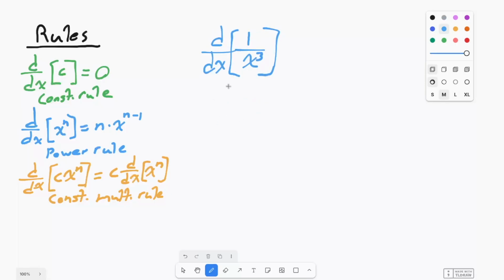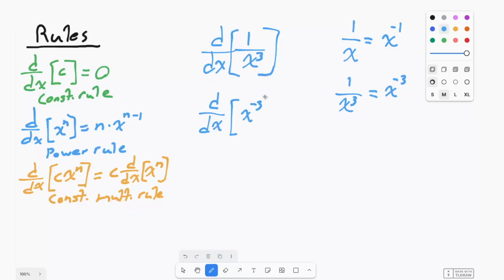How about if we have a function that looks like this? The derivative of 1 over x to the 3. Well, if we just think back to our algebra, 1 over x is really just x to the negative 1. And in this case, 1 over x to the 3 is equal to x to the negative 3. We can rewrite this function to match our power rule. So we have 1 over x to the 3. We can rewrite that as x to the negative 3.